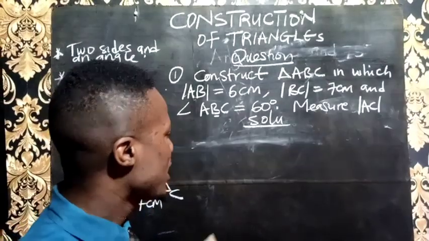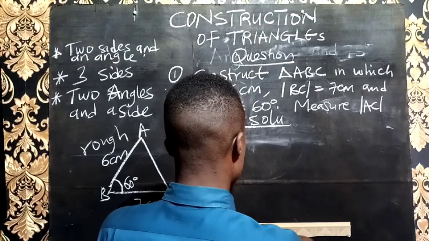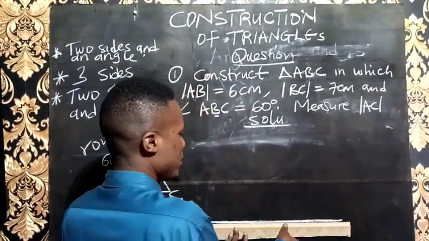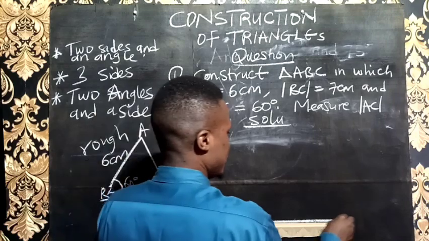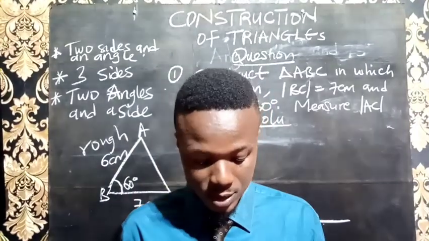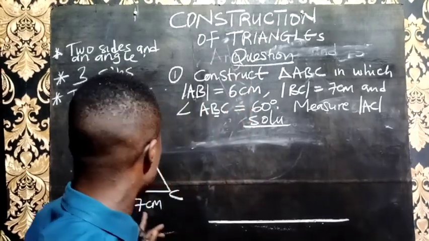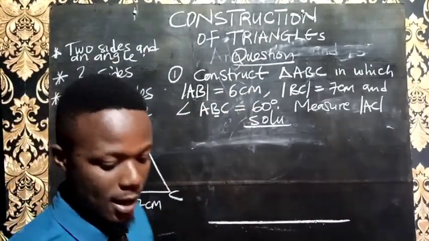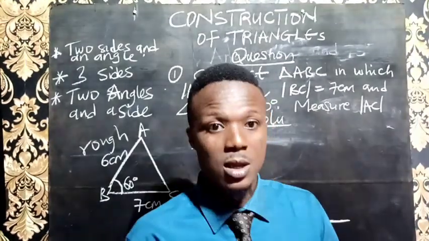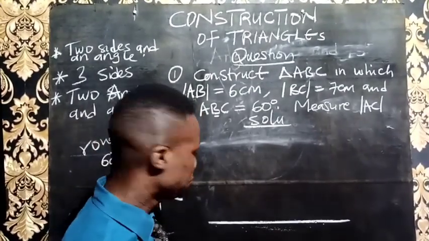First of all, get your ruler and draw a straight line. Let it be long. Don't even measure it. Now keep your ruler and get your compass. With your compass, measure out 7 cm, because we are told that here is 7 cm from your ruler. I'll place it on my ruler and measure out 7 cm. I've measured out mine. So this is now 7 cm.